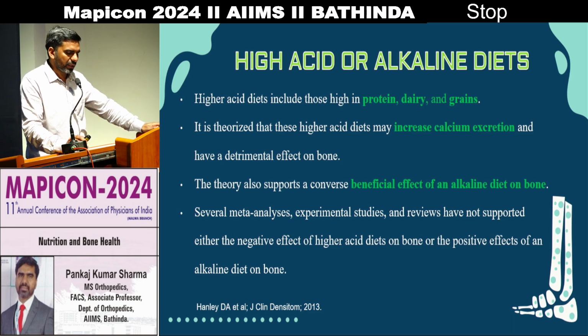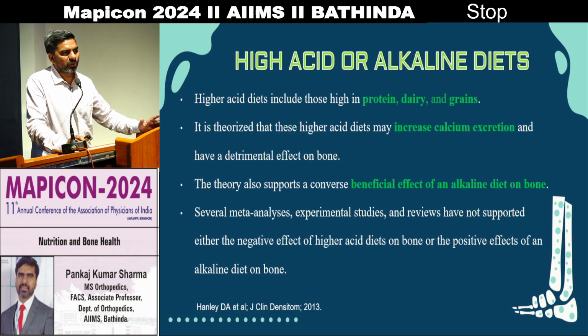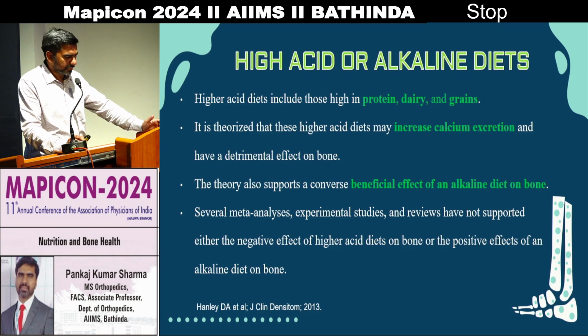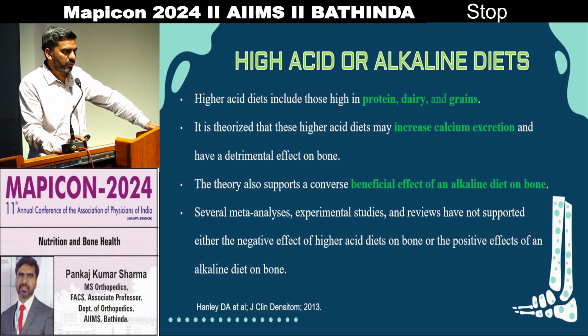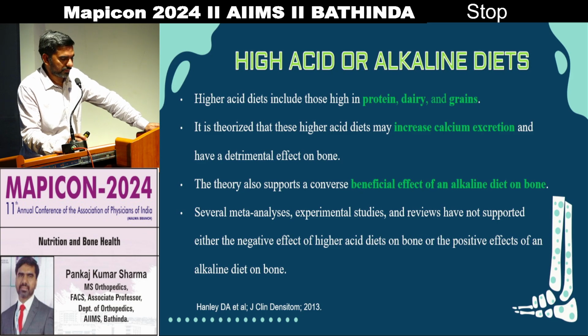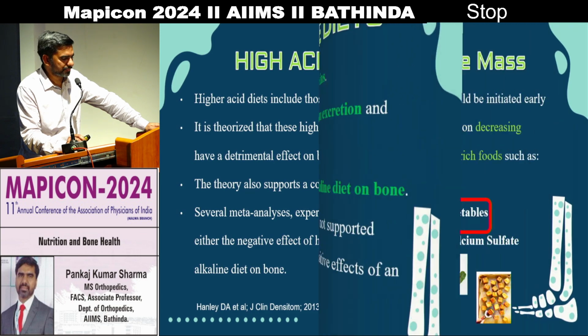So if your body fluids are alkaline, it is good for bone health. But if you're getting more acidity in your food, or high acid, then it is not good. So you have to maintain the pH in your body fluids with adequate intake of these diets like protein, dairy, and grains. You can't take them inadvertently. You have to take these with proper guidance.